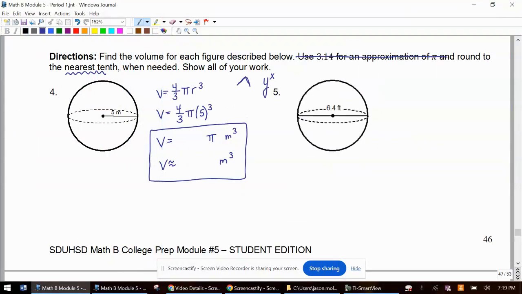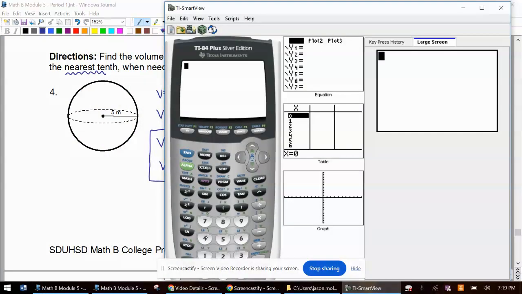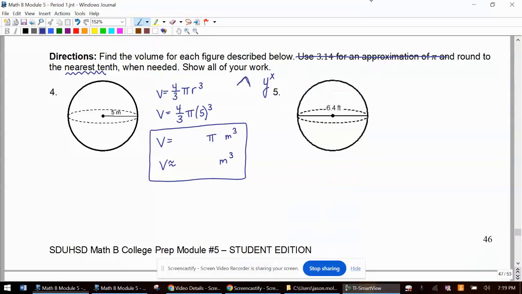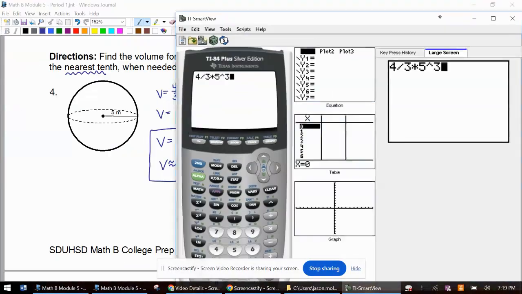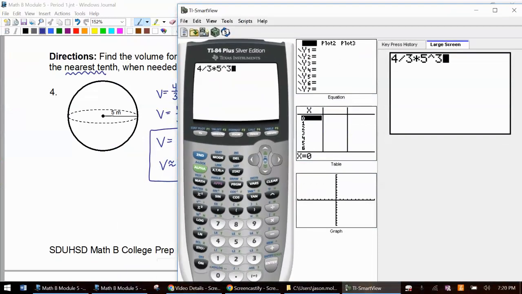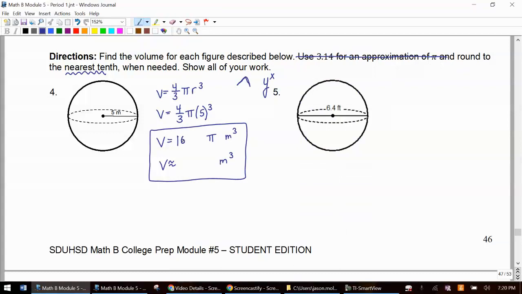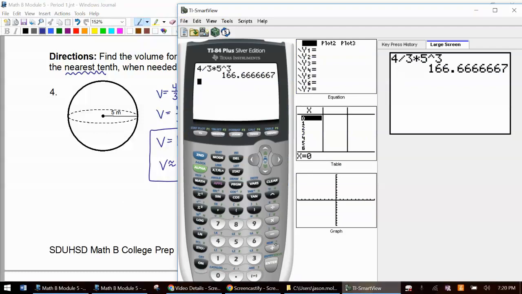And now I need to remember we have 4/3. So we have 4 divided by 3 times 5 to the third. One second, hold that thought, I've got to get this to fit. Okay, and so we got 166.6 repeating. Like I said, these are going to be kind of messy because of that 4/3. And then we're going to press times, second, pi. If pi is blue, we have to use the second or the blue button to access that.